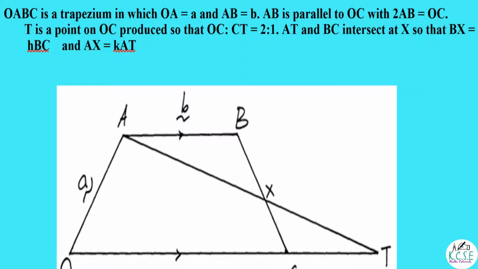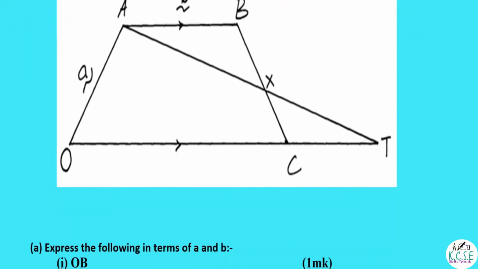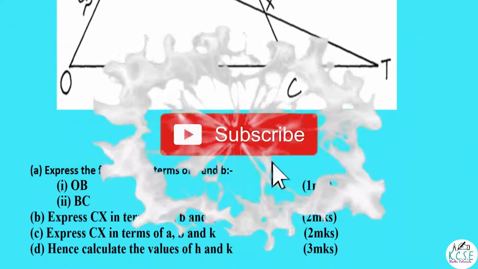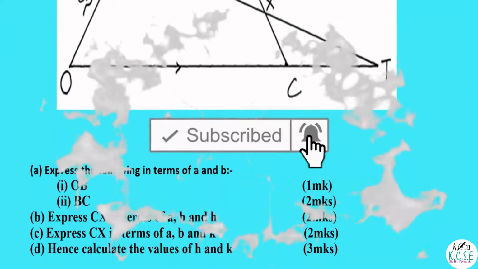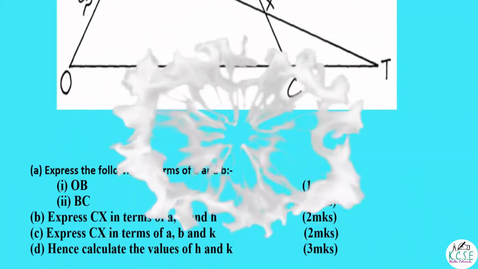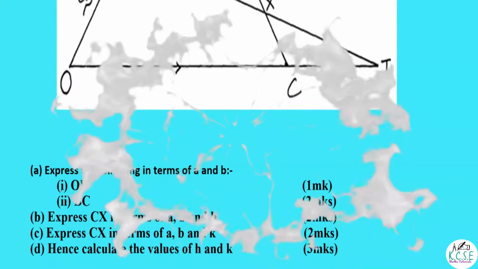AT and BC intersect at X, so that BX is equal to HBC and AX is equal to KAT. So there's the diagram. The questions: A, express the following in terms of A and B. Roman 1, OB. Roman 2, BC.